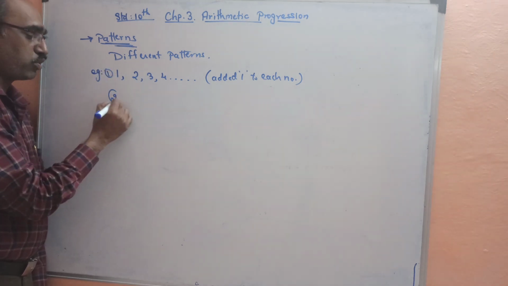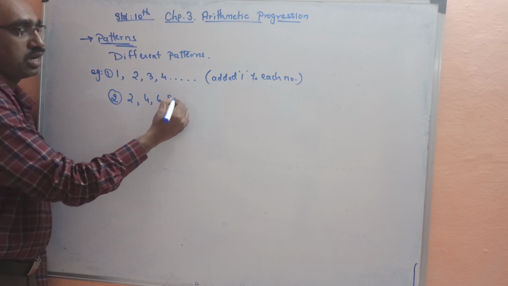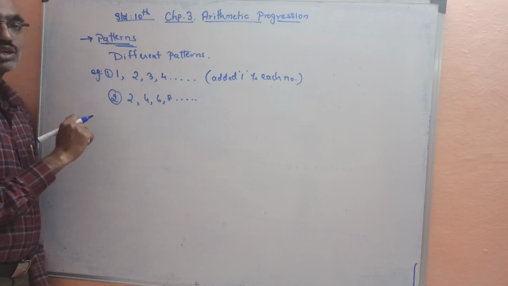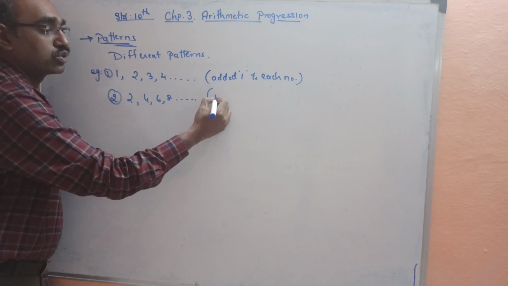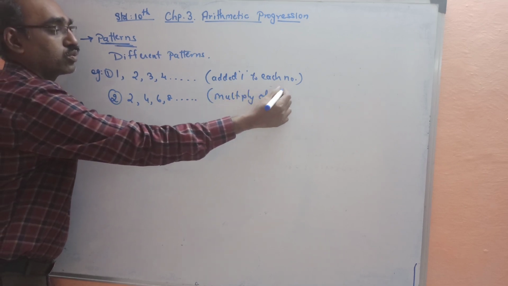Second, if I take one more example: 2, 4, 6, 8, and so on. What is the pattern over here? It is a multiple of 2.